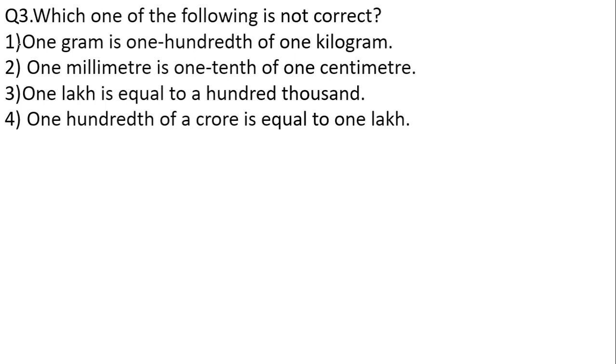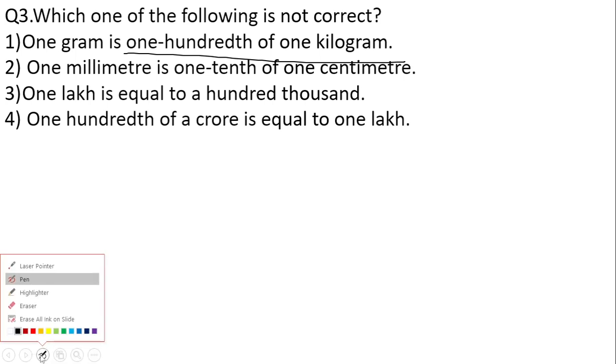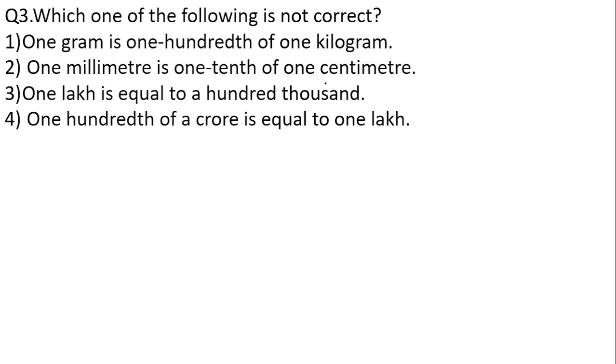Moving on to the next question, which of the following is not correct? Again the question from the previous year question papers. Look at the option number 1. 1 gram is 1/100 of 1 kilogram. 1 millimeter is equivalent to 1/10 of 1 centimeter. 1 lakh is equal to 100,000 and 1/100 of a crore is equal to 1 lakh.